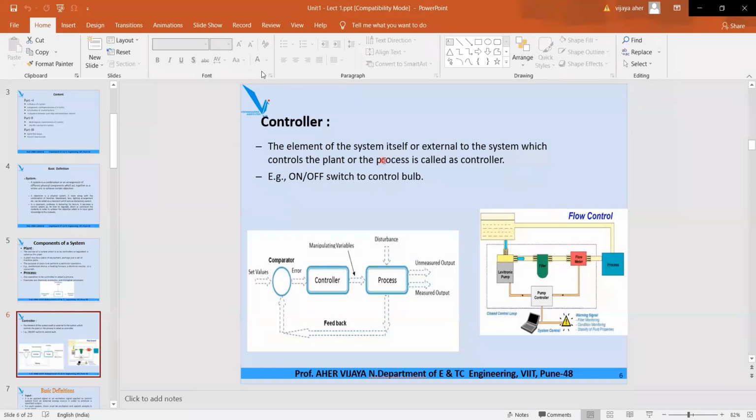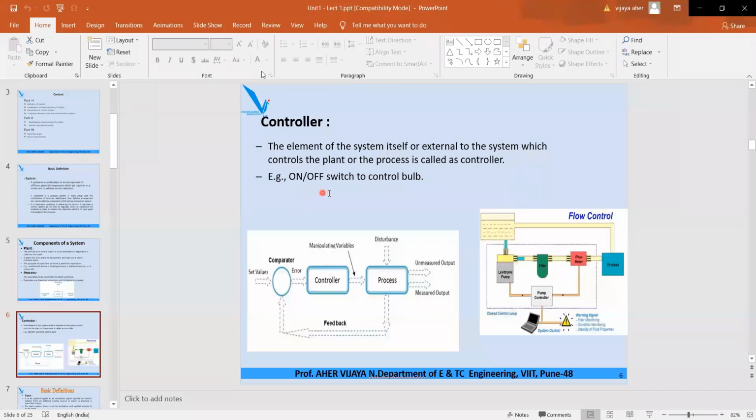Okay, so what is a controller? The element of the system itself, or external to the system, which controls the plant or the process is called the controller. Are you getting the meaning of controller? Because you are going to design controllers for some specific processes. Yes, are you with me, students?